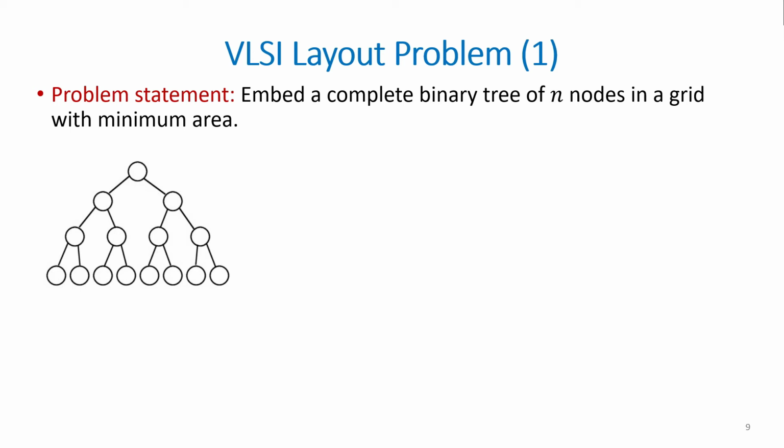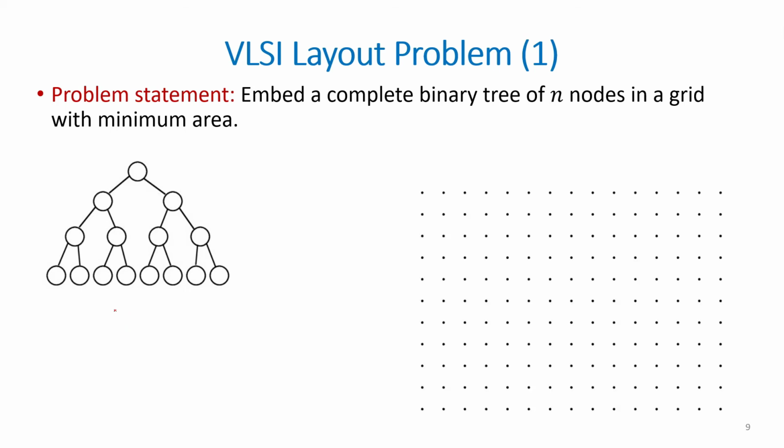In our example, suppose we want to embed a complete binary tree, as shown over here, with n nodes on a given grid, as shown over here, such that the whole tree occupies the minimum area on this grid. The rule here is to place each node, or transistor if you may, at each grid point and connect them without crossing each other.